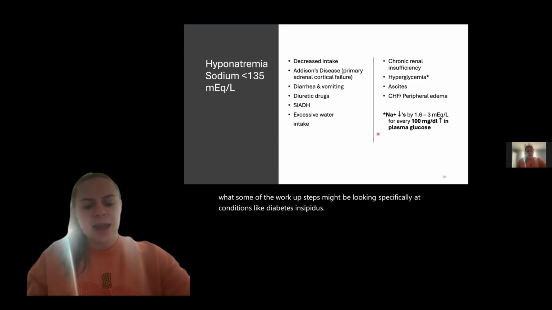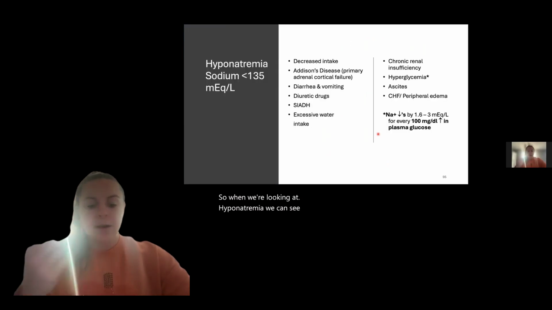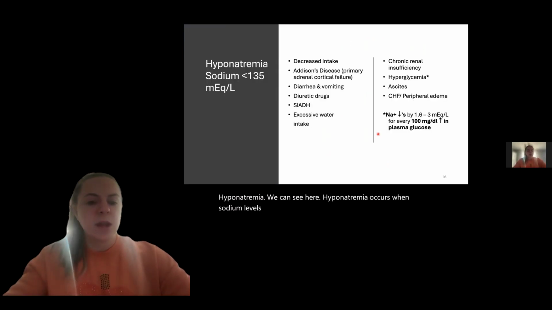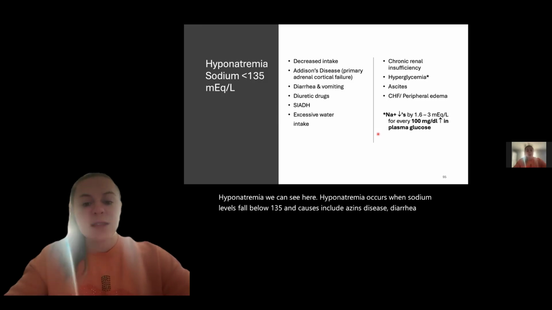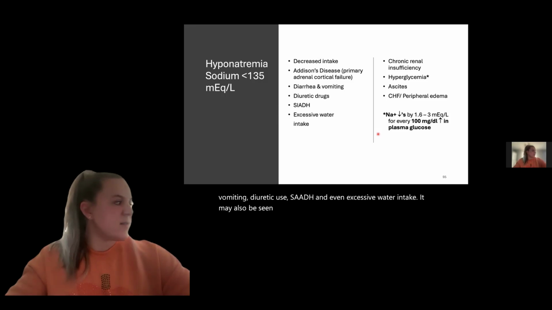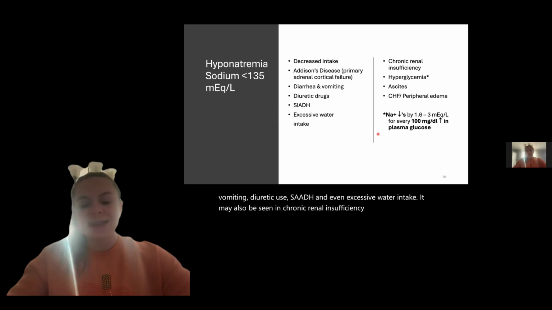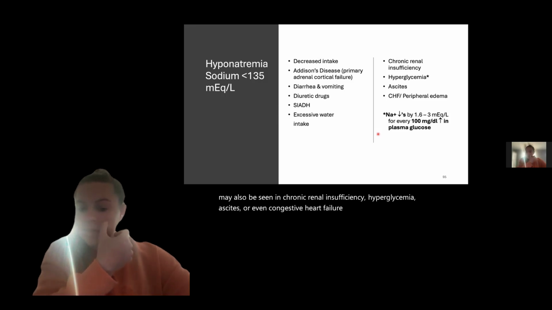So when we're looking at hyponatremia, we can see here hyponatremia occurs when sodium levels fall below 135, and causes include Addison's disease, diarrhea, vomiting, diuretic use, SIADH, and even excessive water intake. It may also be seen in chronic renal insufficiency, hyperglycemia, ascites, or even congestive heart failure with peripheral edema.